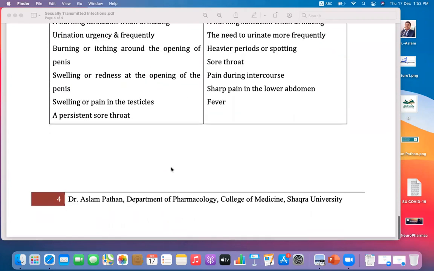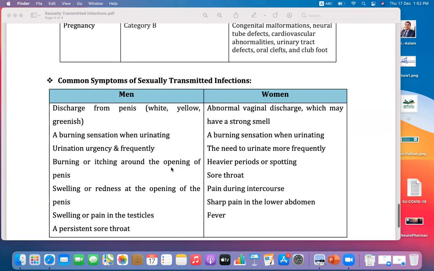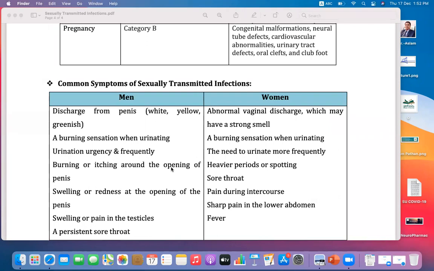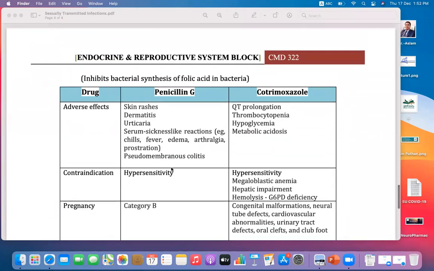So these are all about the treatment of the sexually transmitted infections.